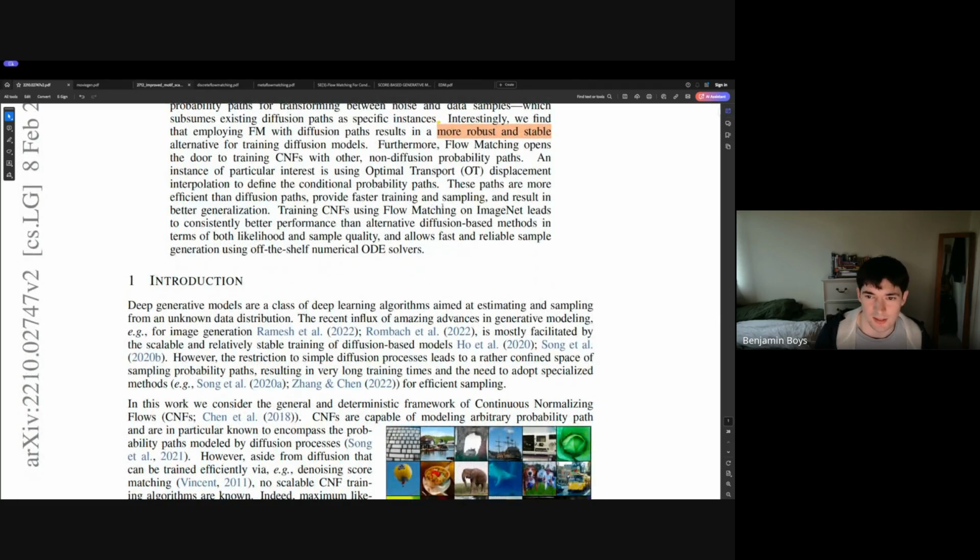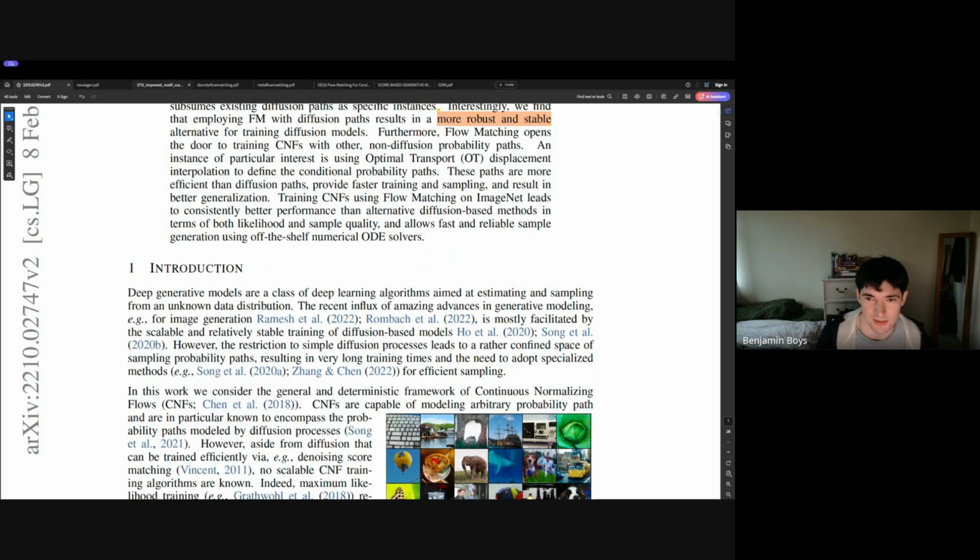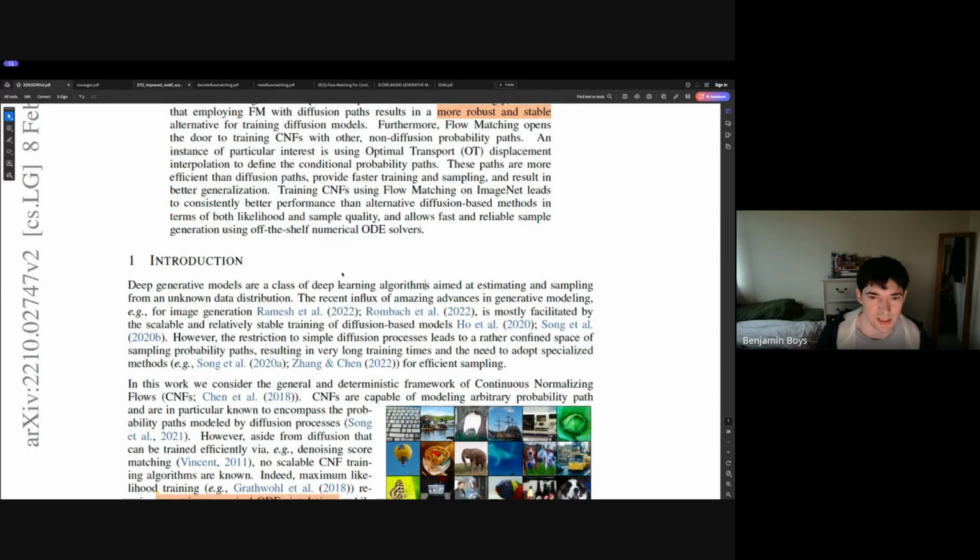So what they got here in the abstract, they've got flow matching on ImageNet leads to consistently better performance compared to diffusion-based methods in terms of both likelihood of the samples and the sample quality in terms of FID score.